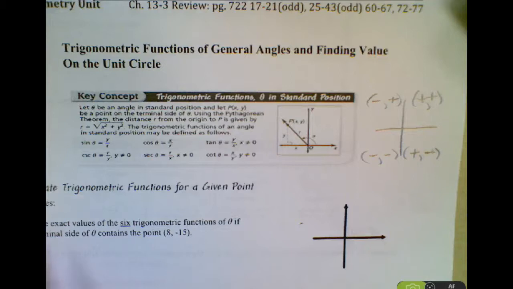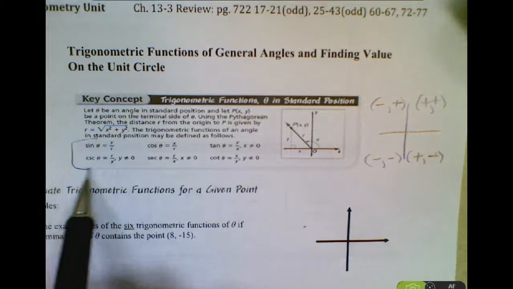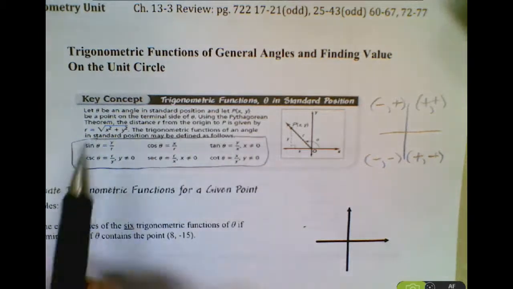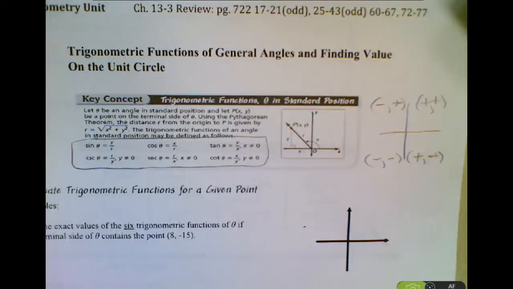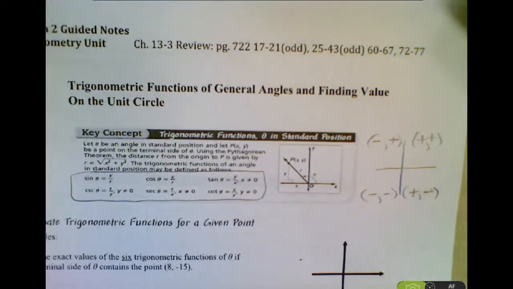So, example: find the exact value of the 6 trigonometric functions of theta if the terminal side of theta contains the point (8, -15). So here you've got your 6 trig functions, which you should have memorized by now. If you don't want to use the y over the radius or the x over the radius, you can certainly use opposite and adjacent. We can quickly write those out up here.